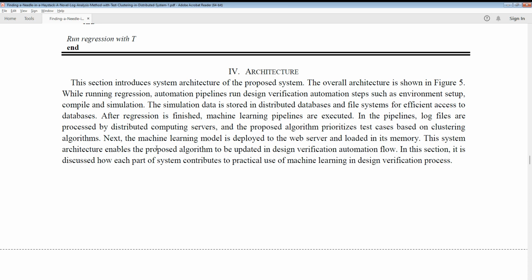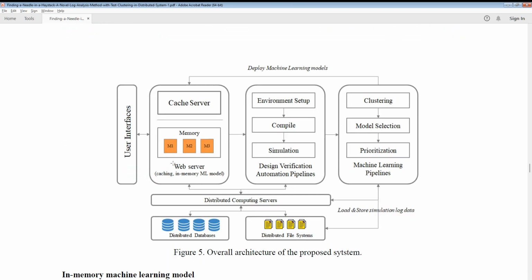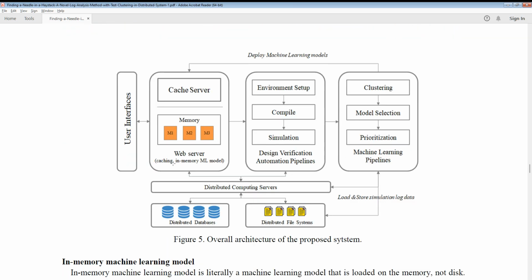Next, the machine learning model is deployed to the web server and loaded in its memory, and this system architecture enables the proposed algorithm to be updated in the verification automation flow. In this section, it is discussed how each part of the system contributes to the practical use of machine learning in the design verification process. Figure 5. Overall architecture of the proposed system.